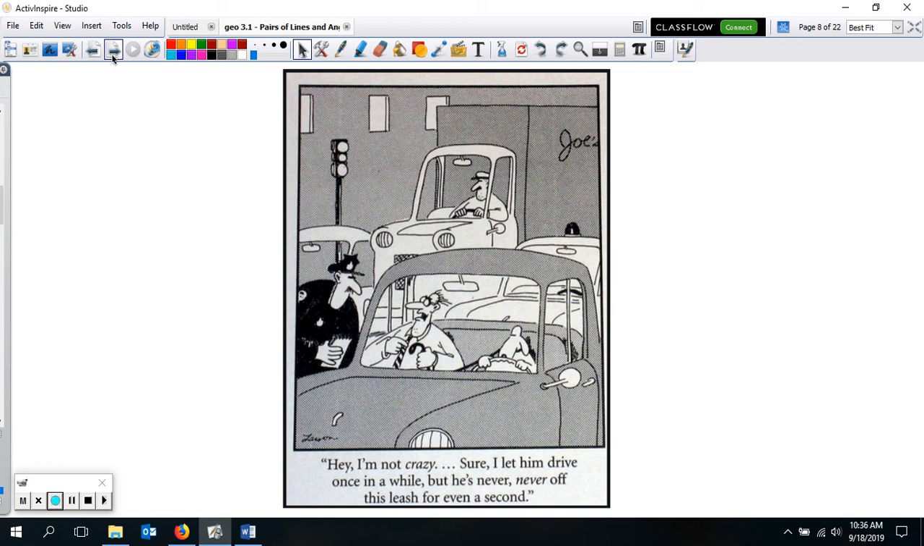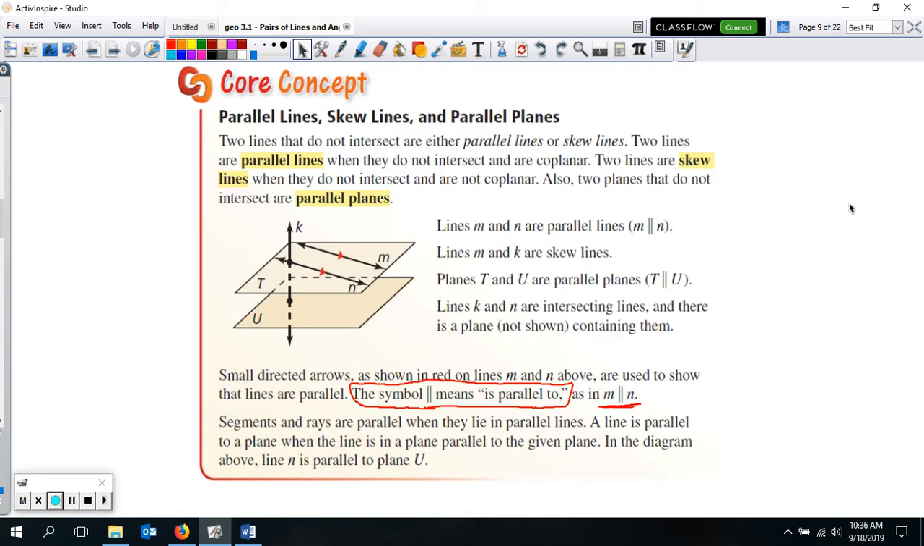Okay. All right, so as we get into our core concepts, we're on page 68, where we see the parallel lines, skew lines, and parallel planes. So here's your definitions. You want to highlight through here, so that way you don't have to write them down. Parallel lines: they do not intersect, and they are coplanar. They would be in the same plane. So highlight that part right there. That's what parallel lines are.